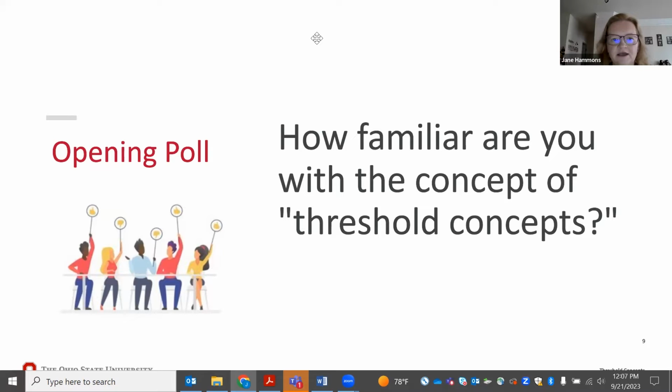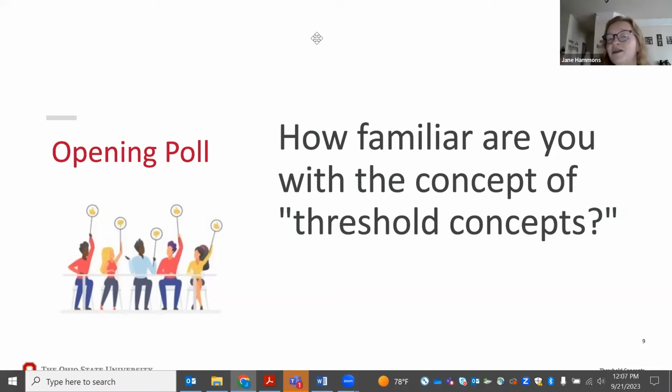All right, so I'm going to go ahead and end the poll. 3, 2, 1. And I will share those results there. So hopefully everyone can see the poll results. So we have a few folks that are very familiar with threshold concepts. It looks like the majority of folks, though, are not really familiar with threshold concepts or only slightly familiar with threshold concepts. So that's great.